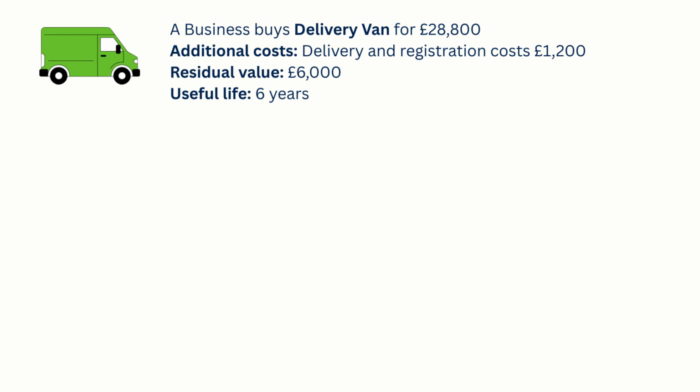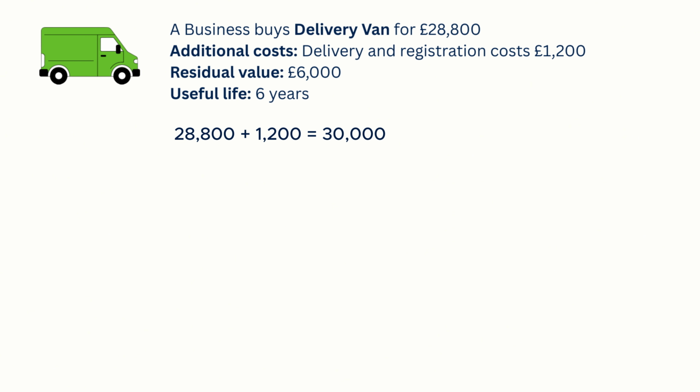In our second example, we will be using a delivery van. A delivery van is used daily. It helps the business generate income over several years. The van doesn't lose all its value immediately, so we spread its cost over its useful life using straight-line depreciation. The van itself costs £28,800, but there are also £1,200 delivery and registration costs. Now, remember what we said earlier. Any cost necessary to get the asset ready for use must be included in the asset's cost. So we add them together.